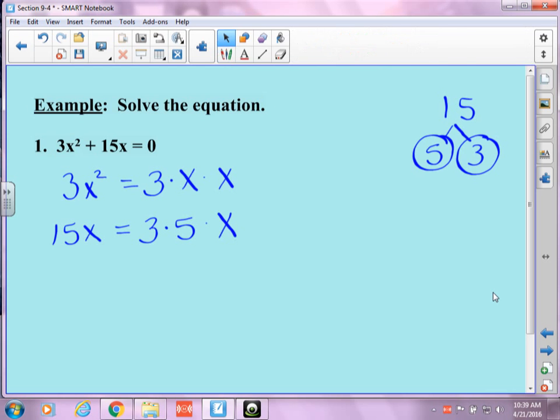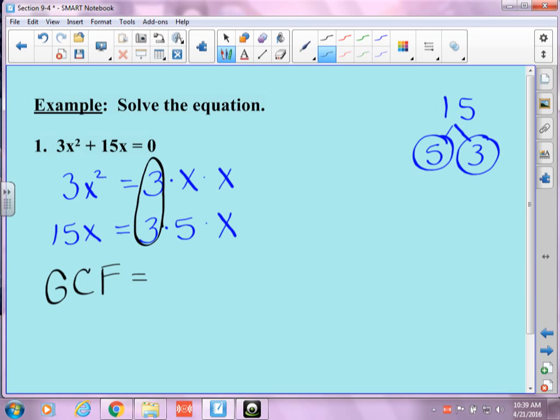Okay, now I'm going to do my greatest common factor. So far I'm doing everything that I was doing. What do I circle? I circle one set of 3. So I'm going to go 3. Can I circle anything else? Yes, I'm going to circle my x. Is there anything more that I circle? No. Okay? So I found my greatest common factor.